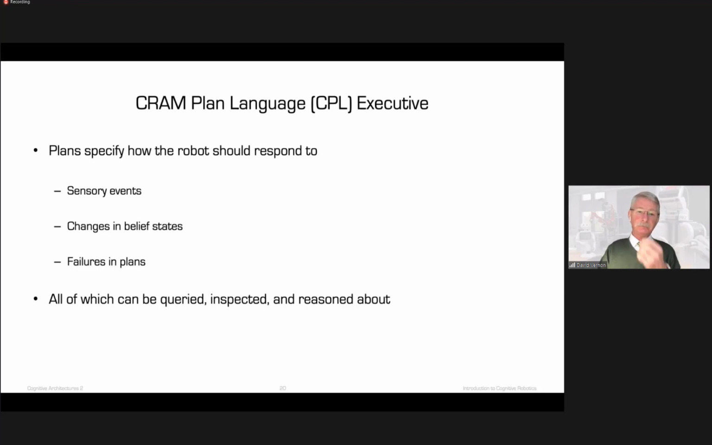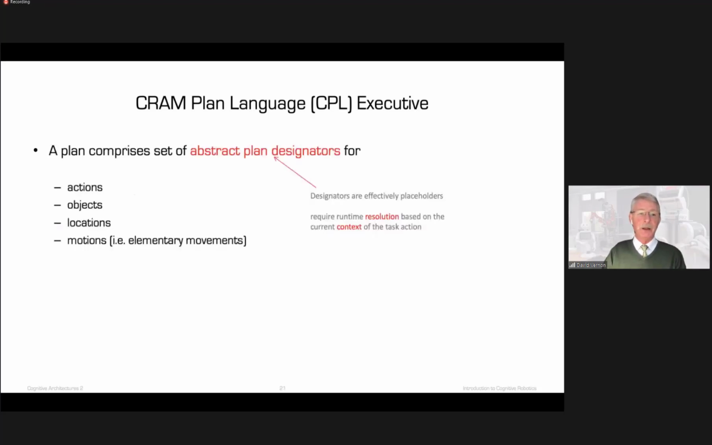So all of these things can be queried, inspected, and reasoned about because the CRAM plan language is an extension of Lisp. So a plan, as I said, comprises these things called abstract plan designators. And as I said, they are effectively placeholders. So they require runtime resolution. In other words, they're part of the plan, but they don't yet provide the information you need. And so you have to resolve those designators when you execute the plan. You do that at runtime, making use of the current context when you're carrying that out.